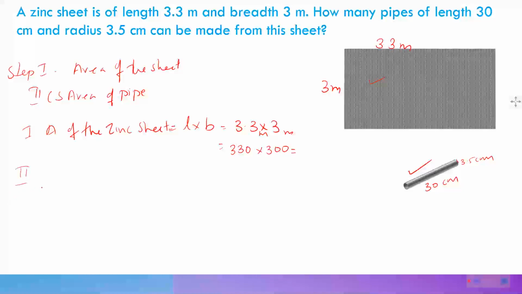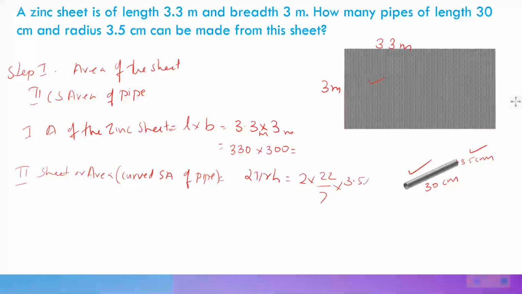And in the second phase we will be calculating the sheet required for a pipe. Which area? Curved surface area of pipe. We will calculate it. For that we have the formula 2 pi r h. Pi is not given, so we'll take it as 22/7, and the radius is given as 3.5 centimeter, so 3.5 into h. H is given in the question as 30 centimeters, so it will be 30.